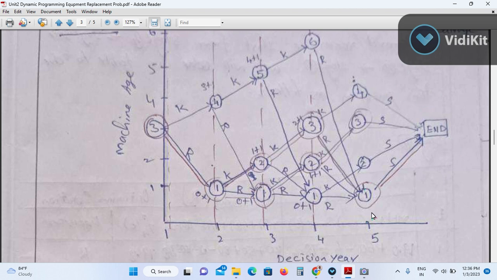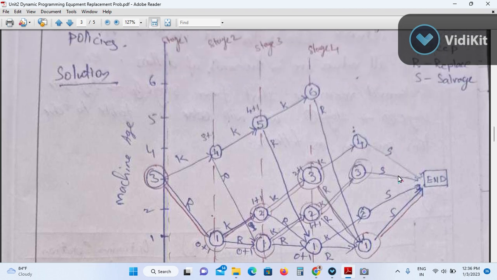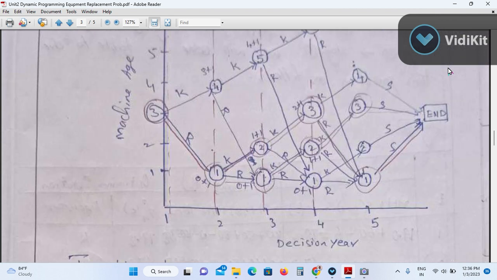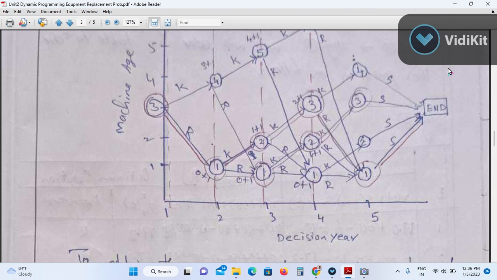We are considering only the salvage, the present market value of the 4 years old machine, 3 years old machine, 2 years old machine, 1 year old machine. That is the meaning, right? So S means nothing but salvage. K means keep. R means replace. Now, based on this structure, the figure, one can easily observe what optimal decision we have to take, and what total cost we are going to think about here.